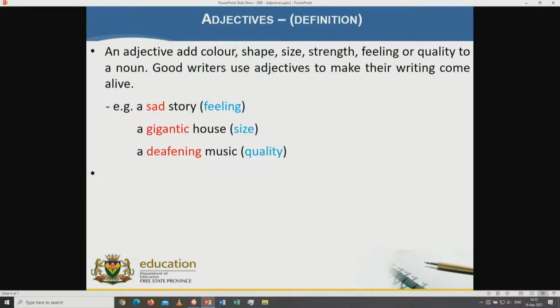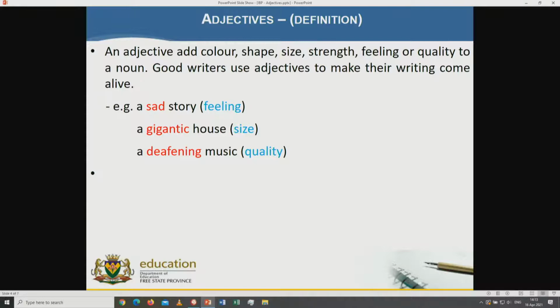We say a house is a noun, but it's a gigantic house. Gigantic denotes size, how big the house is. There is sound outside. There is some noise, music outside, or you are listening to music in your own room. Then we say it's deafening music because you are playing it so loud. Could you please lower the volume because the music is so deafening. The sound is so deafening.